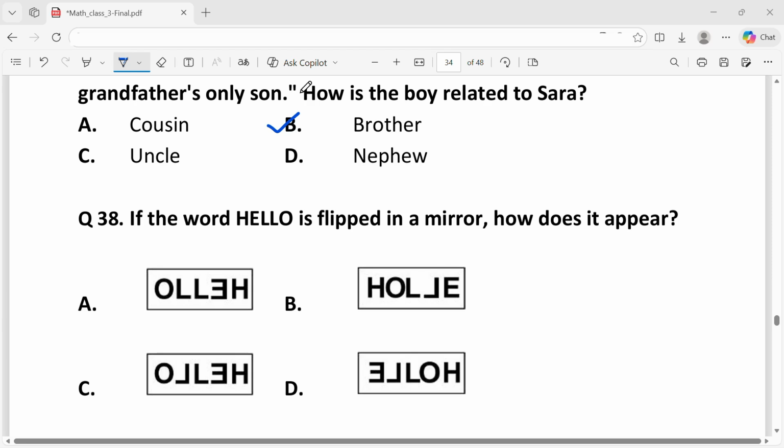Question 38. If the word hello is flipped in a mirror, how does it appear? Flipping the word in a mirror creates a horizontal reflection and reverses the order of letters. The letters H, E, and O have mirror images that are visually similar to the original form, while L adds a distinct mirror image. That will be O, L, L, E, and H. That is option A.